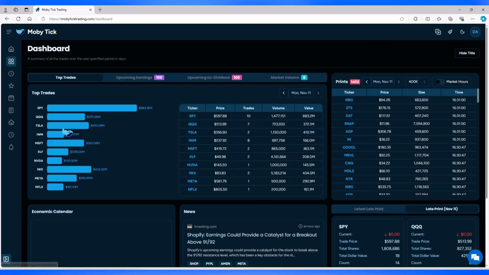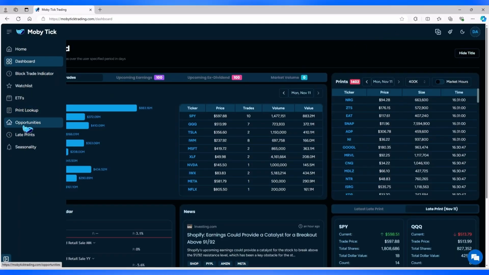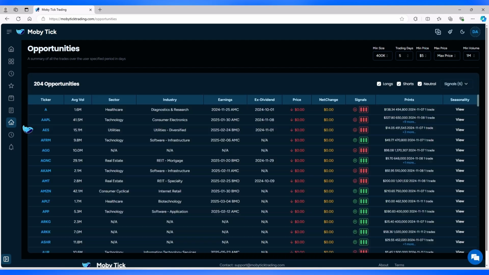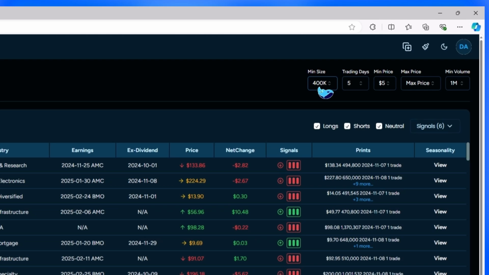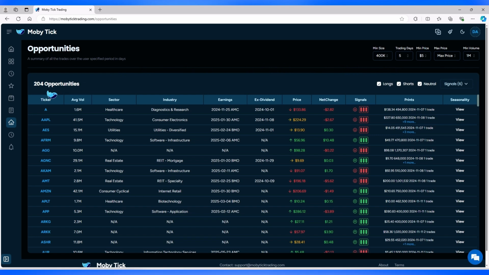I'm going to click on my dashboard here and we'll go over to opportunities on the left hand side. Right out of the gate, this gives us minimum size 400 shares cumulative over the last 5 trading days, minimum price of $5, no maximum price, and the minimum average volume of 1 million shares. Out of this range right now, we've got 204 opportunities out of 10,000 stocks that we actually monitor. So right now, we've reduced the number of trades to look at by 80%.